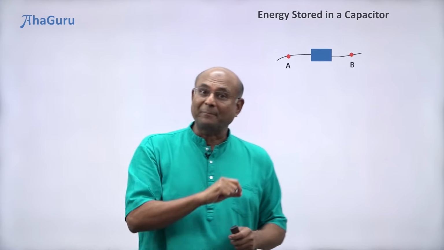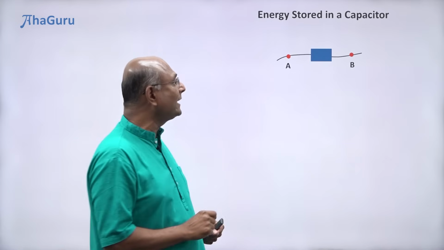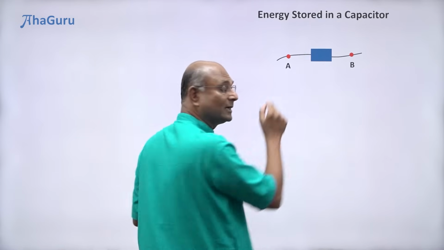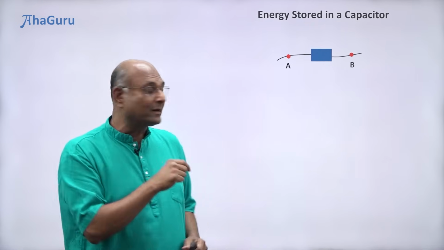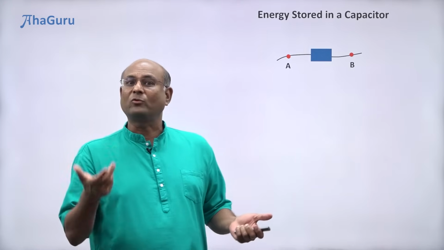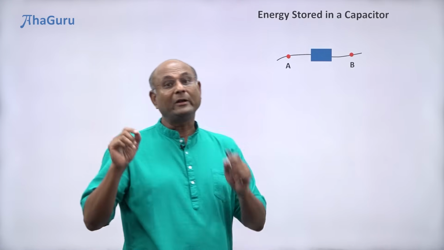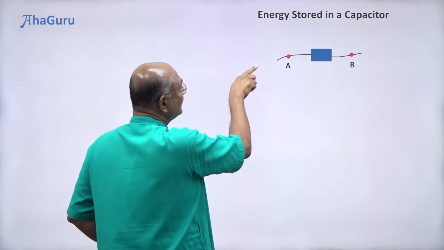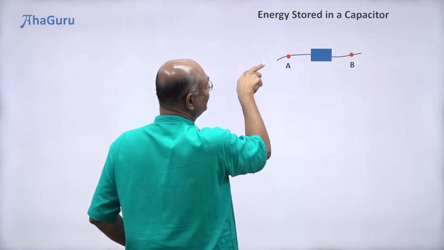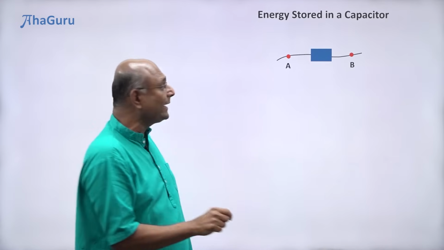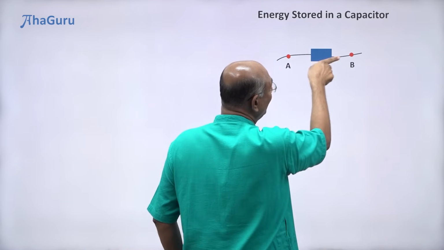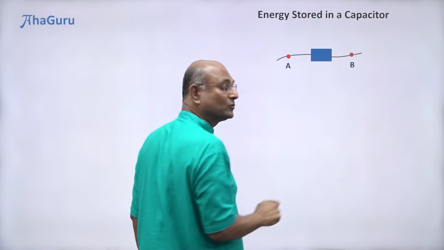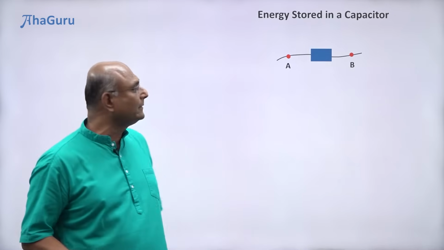Instead of starting with a capacitor, I'm going to make it a little more general and we're going to look at this box. Now this box could be a capacitor, but it could also be a resistor, a diode, a battery, any electrical element. The charge is going to enter this way. So this is the entry point A and the charge will come out of this box this way. And so that is the exit point B.